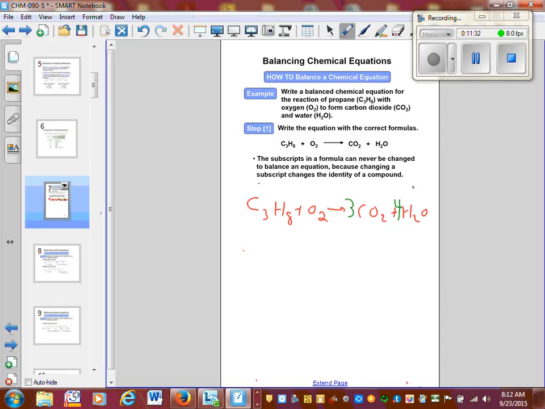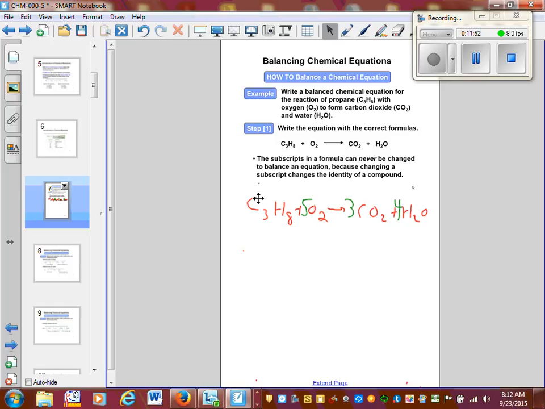Don't forget about this. So now I have 2 here. So what do I have to put in front of here? 10. 5. You have to count all the atoms on each side. So now we're balanced.